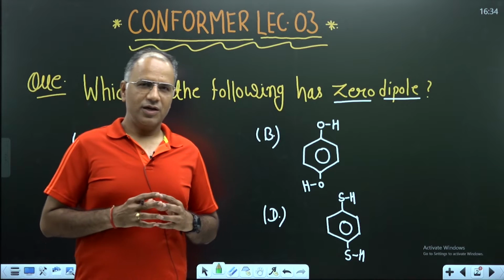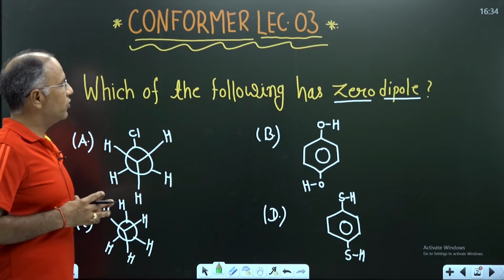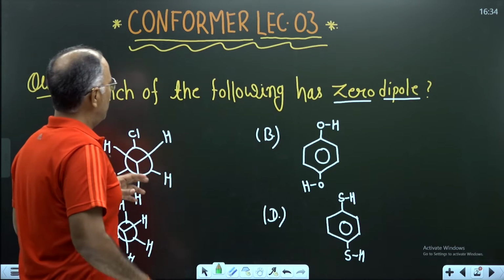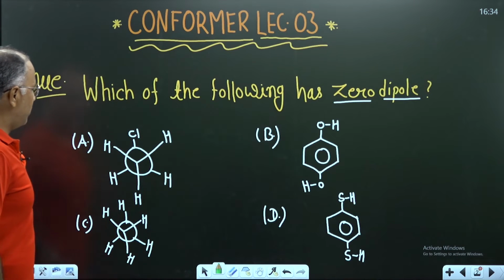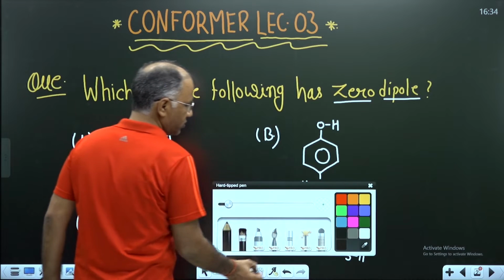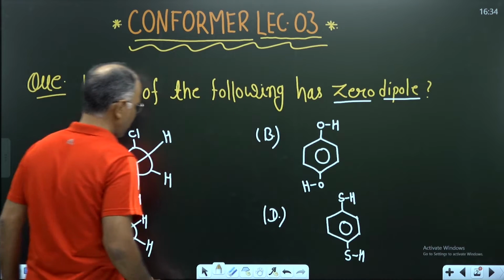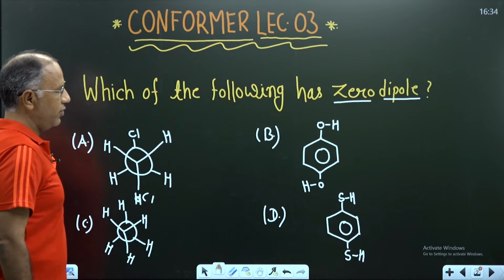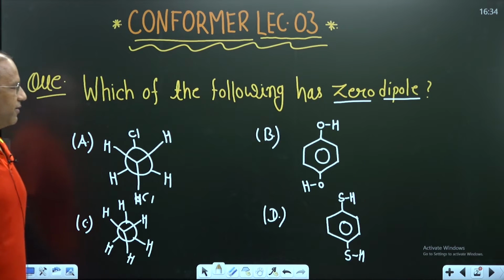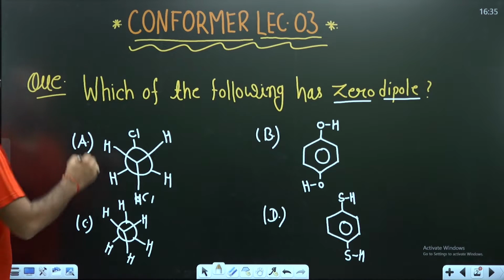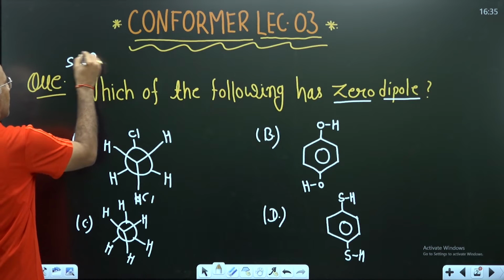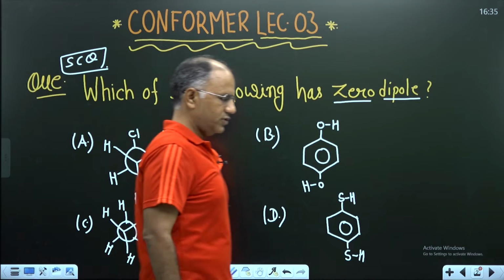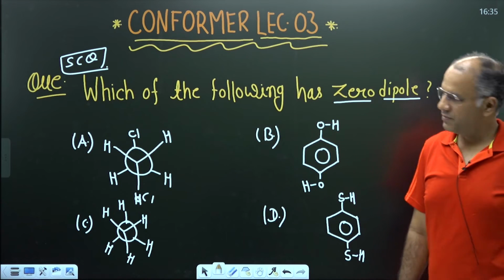Hello, good evening all of you. Now let us solve a beautiful question before going to study cyclic conformer. Now which of the following has a zero dipole? This is a single choice question and you have to find out which of the following has zero dipole. Pause the video and then try your answer.